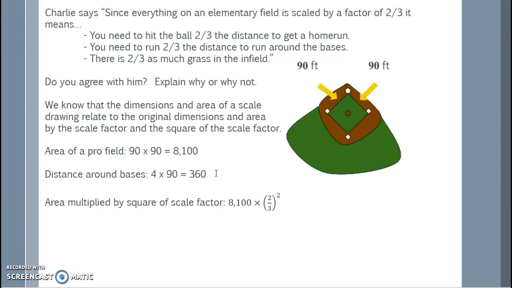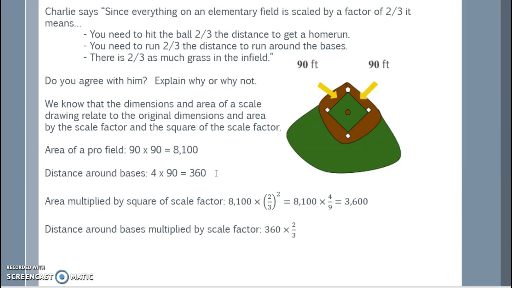So let's find the area multiplied by the scale factor. So the total area of the pro field is 8,100 times the scale factor of 2/3 squared. That gives us 8,100 times 4/9, which is equivalent to 3,600. The distance around the bases multiplied by the scale factor. Since we know perimeter, we just need to multiply, but not by the square. Just multiply by the factor. So 360 times 2/3 is 240.